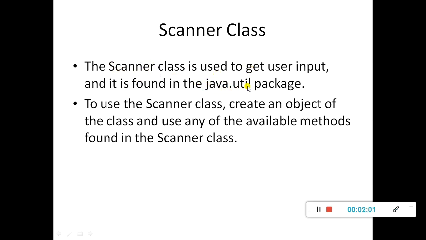And how do you use this? By importing it. So import is a keyword. The first line of every program where the scanner class is used, you'll write import java.util. That will help you to access the class scanner in your program. Now what is the objective of the scanner class? It creates an object of the class and uses any of the available methods found in the scanner class.